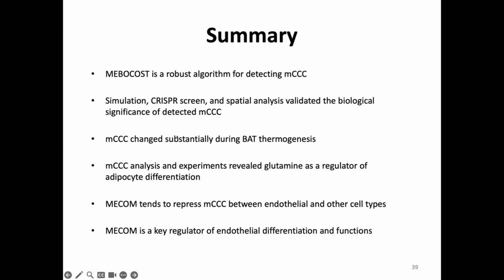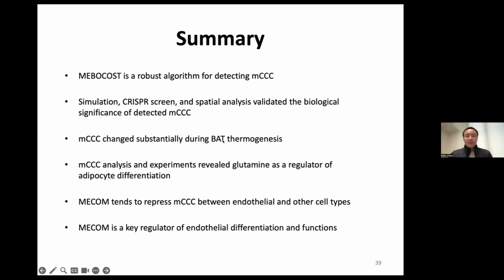Also, using the MEBOCOST algorithm, we found the metabolite-mediated communication changed substantially in thermogenesis in the brown adipose tissue of mice, and also in obesity patients during the development of obesity. And also, those metabolite-mediated cell-cell communication analyses, along with our comprehensive experiments, revealed that glutamine is an important regulator of adipocyte differentiation and proliferation, and could be generated by other cell types in the brown adipose tissues.